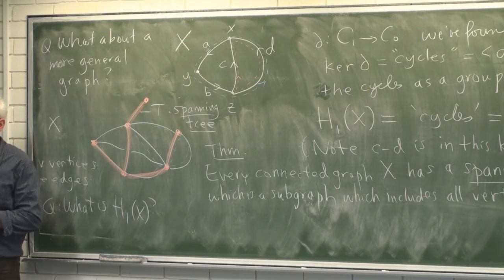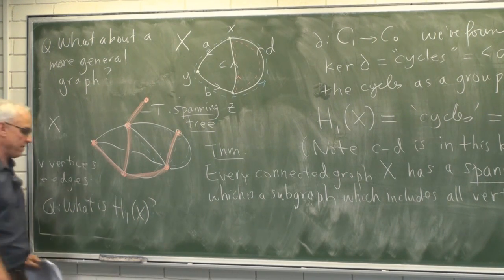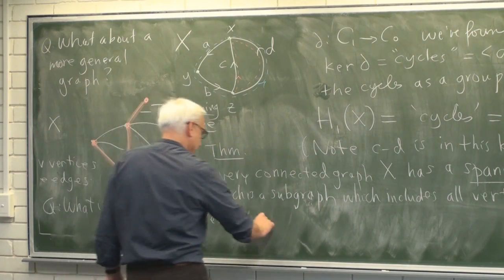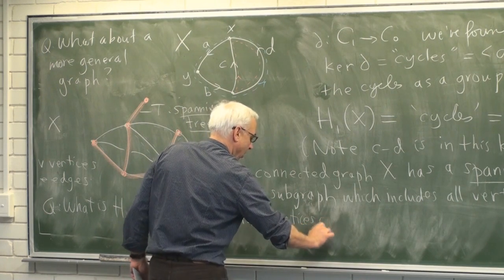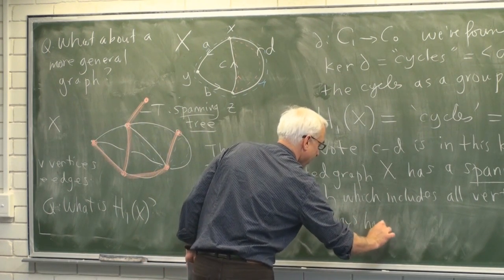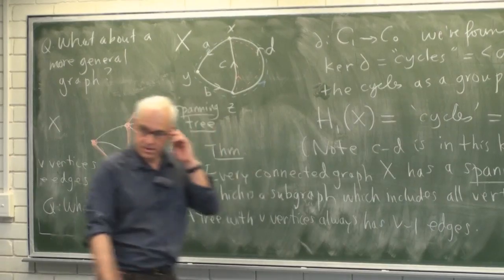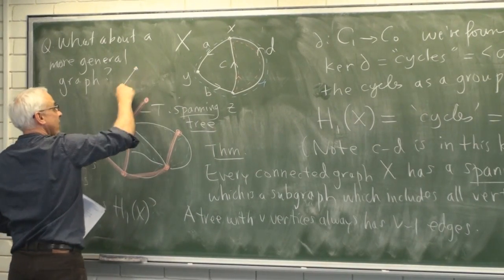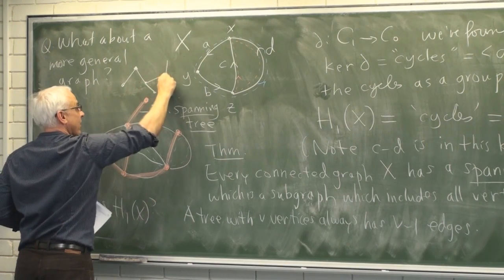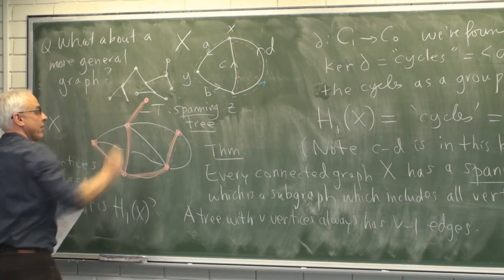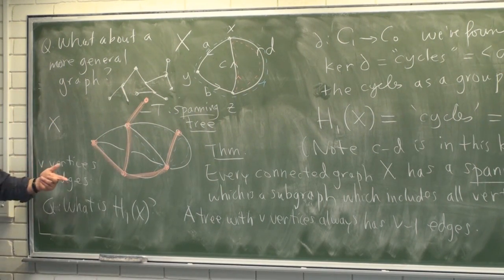How many edges does this spanning tree have? Well, a tree with V vertices always has V minus 1 edges. Any tree, the number of edges is always one less than the number of vertices.